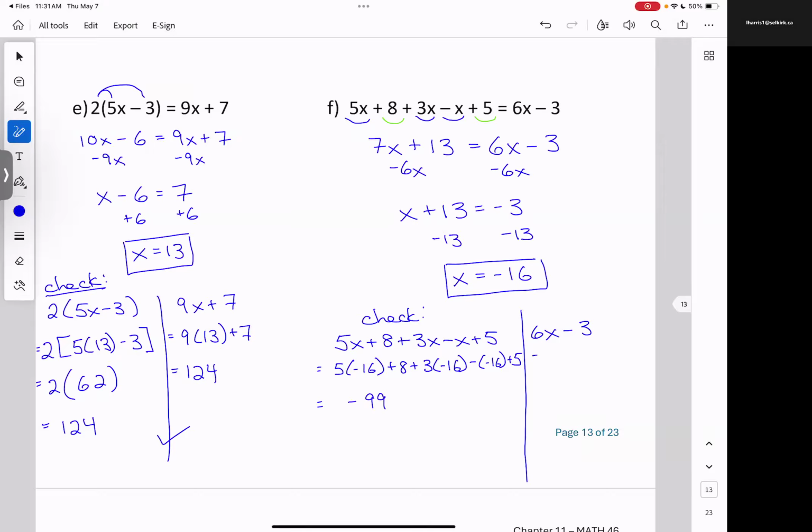And then let's check the other side too. And hopefully we also get negative 99 there. Let's see. Hurrah! I also get negative 99 there, so we know we have the correct solution.